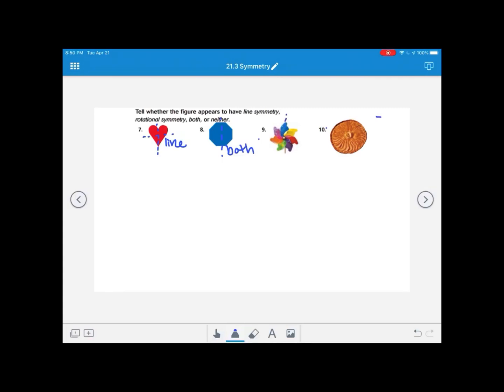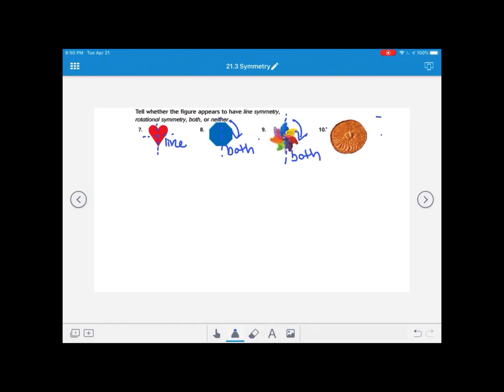I don't think it does. If I split this right down, well, actually, it does. Yeah, depending on if you're really straight. So we'll say that number 9 could have both as well. It could spin and be the same on another side. Don't worry about the colors though. The colors would make it have neither.